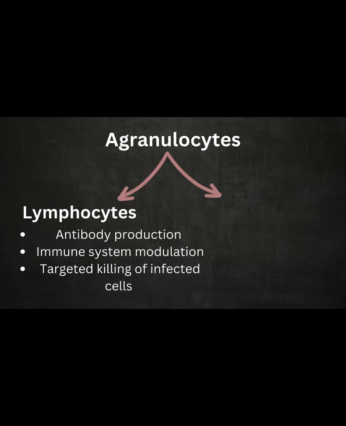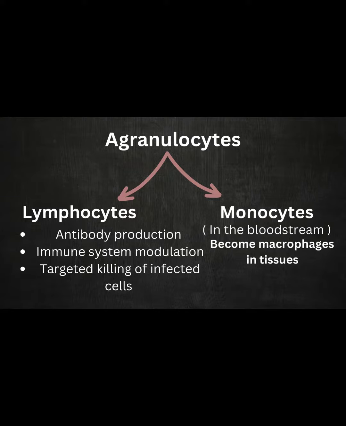Agranulocytes include the lymphocytes, which are responsible for antibody production, immune system modulation, and targeted killing of infected cells. Monocytes, which are phagocytic cells in the bloodstream, become macrophages in tissues. Many tissues have resident populations of macrophages with specific names, such as microglia in the central nervous system, Langerhans cells in the skin, and osteoclasts in bone.